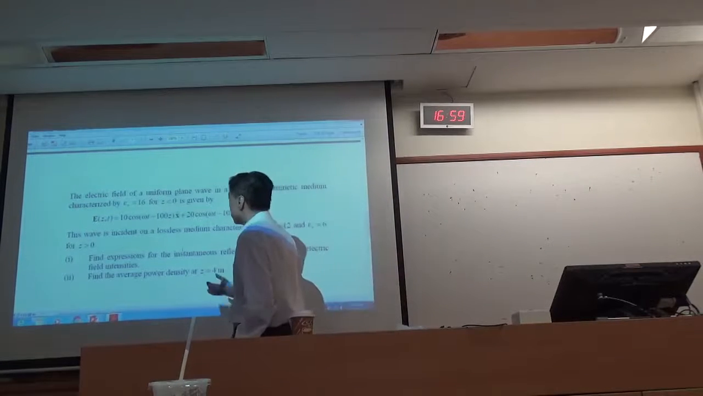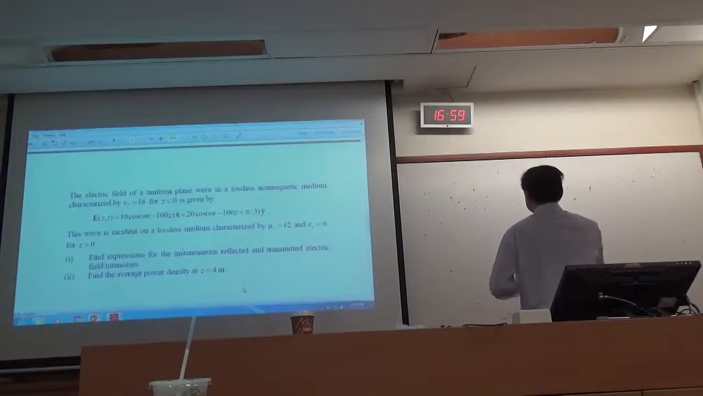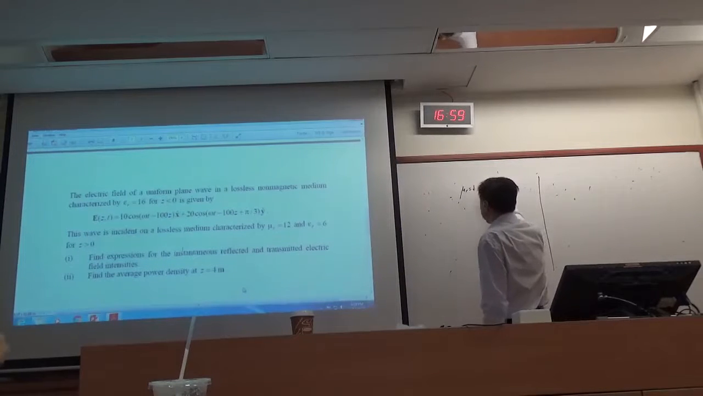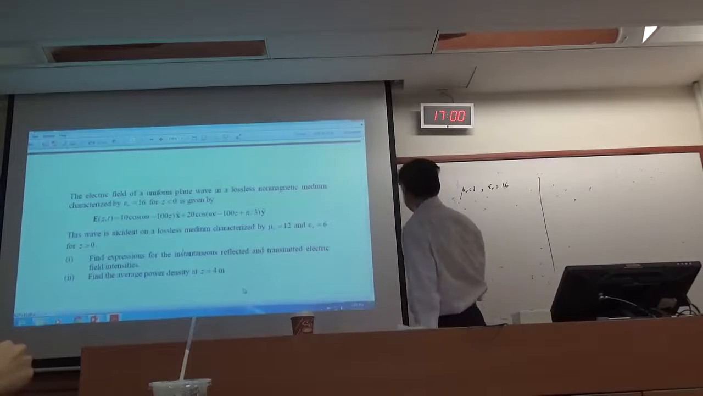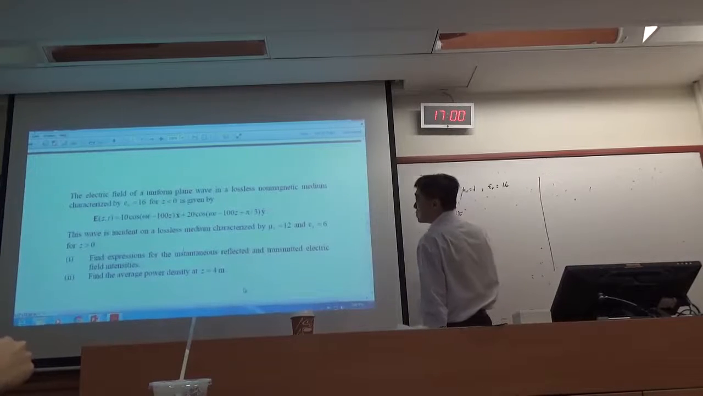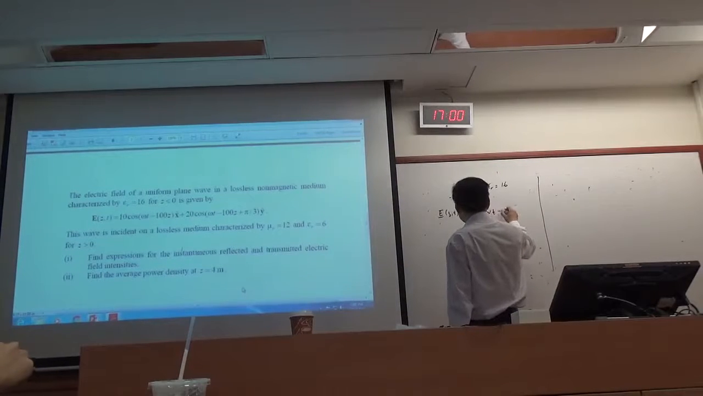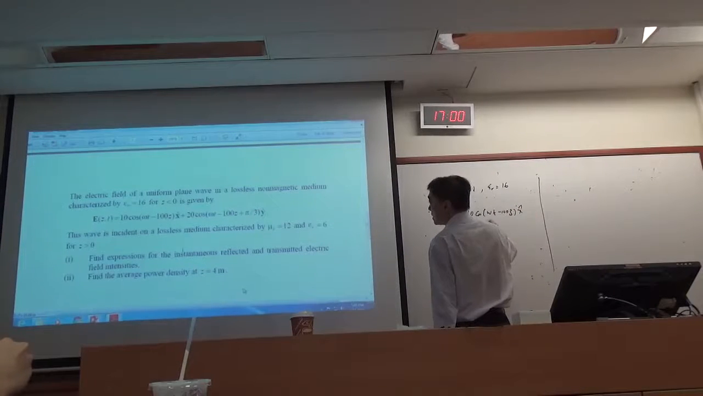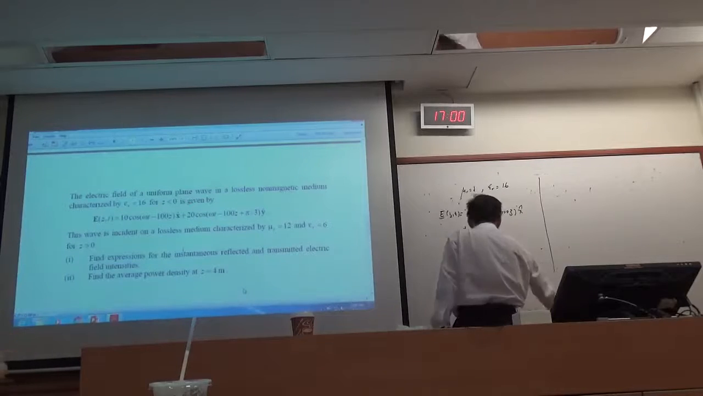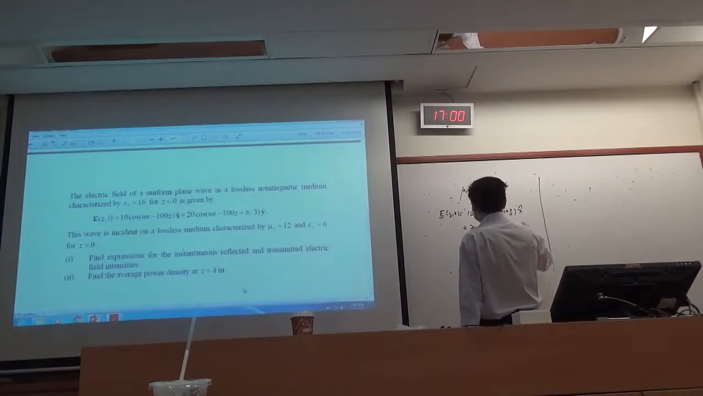Characterized by epsilon r equal to 16 for z smaller than 0, is given by E. Yeah, this one's a bit troublesome. So now I have mu r equal to 1, epsilon r equal to 16, and now my E(z,t) is equal to 10 cosine(omega t minus 100 z) x plus 20 cosine(omega t minus 100 z plus pi by 3) y.